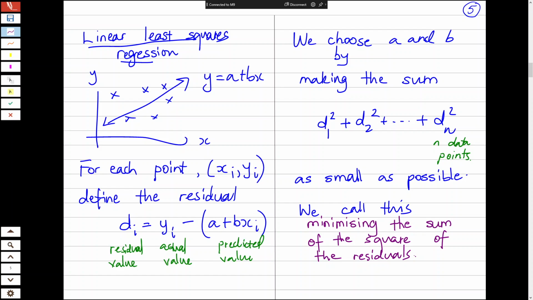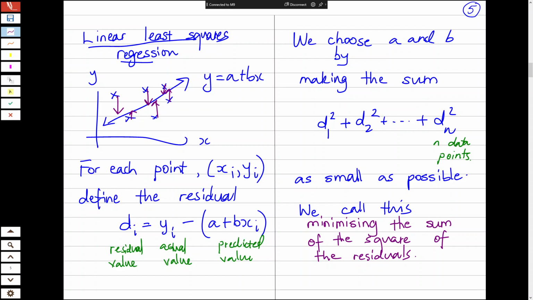All right, let's talk about this purple text here. For every data point in my scatter plot, there is a residual: a difference between the actual value, which is on the scatter plot, and the predicted value, which is on the line. This difference I call the residual, and I'm going to take every single residual, square them, then add all those values up, and I want to choose A and B so that this sum is as small as possible.